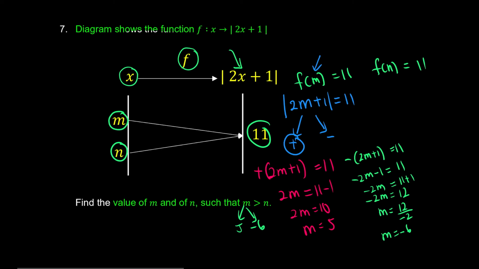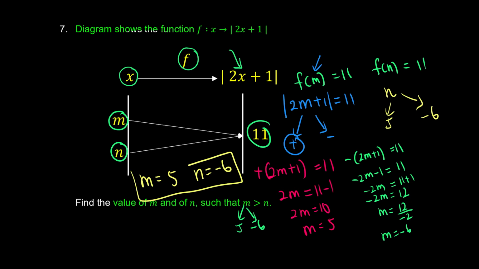How about we do for n now? But since we know they are exactly the same, just the alphabet is different, they must have the same result, where n can be 5 and also can be negative 6. One more time, why is it like this? Because we can see that they have the same result, same answer. If you don't believe me, you can substitute, you will have the same answer. But since they tell us that m must be bigger than n, so m must be equal to 5, and n is smaller, so it must be negative 6.